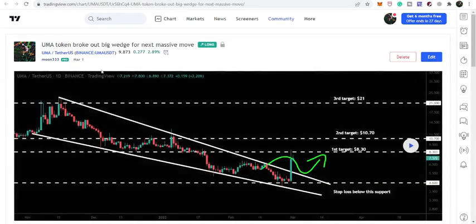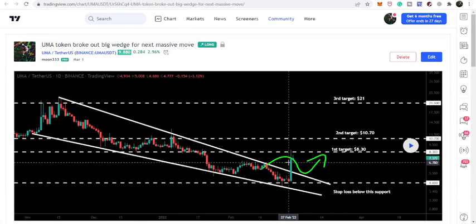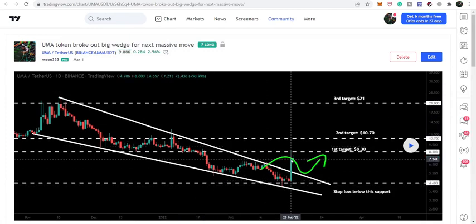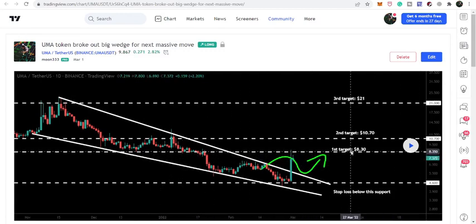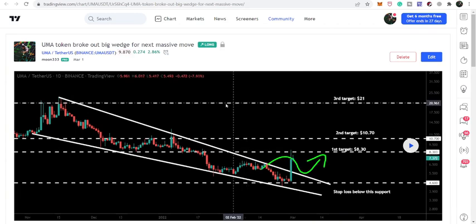You can see on 1st of March I shared this pattern when the price line after this breakout was likely to have some sideways move. It was moving at $7.37, and I defined my targets $8.30, $10.70, and the final target is the top of this wedge here, that is $21.